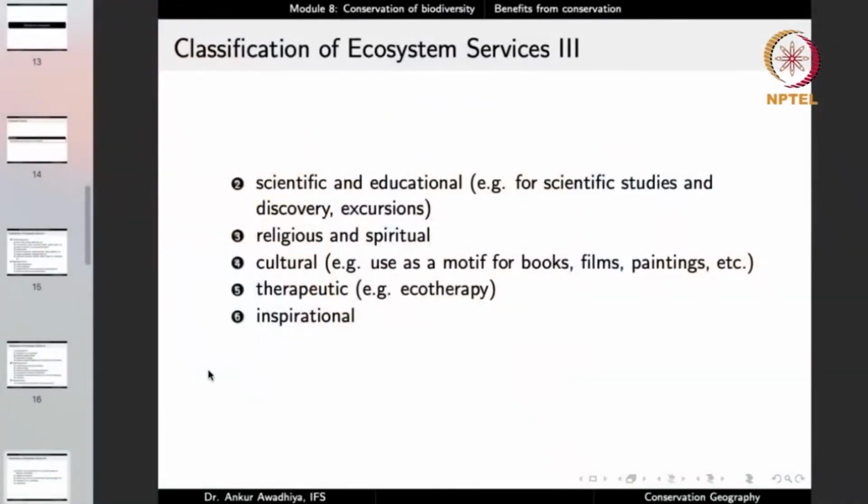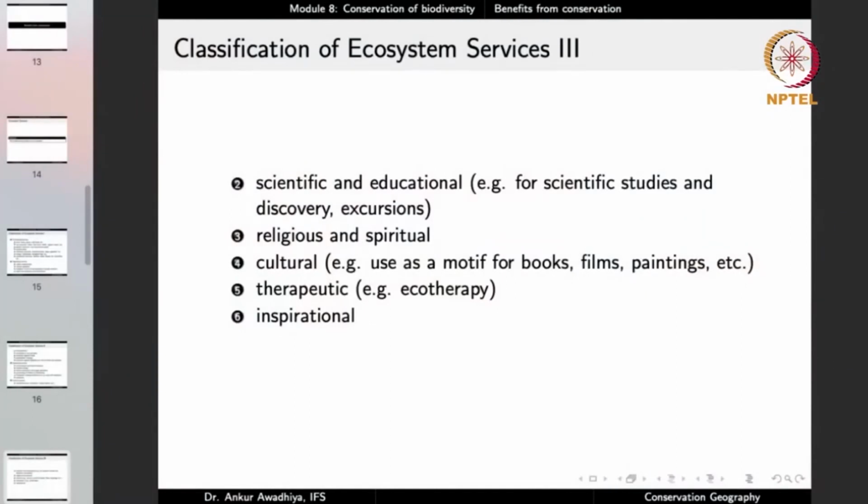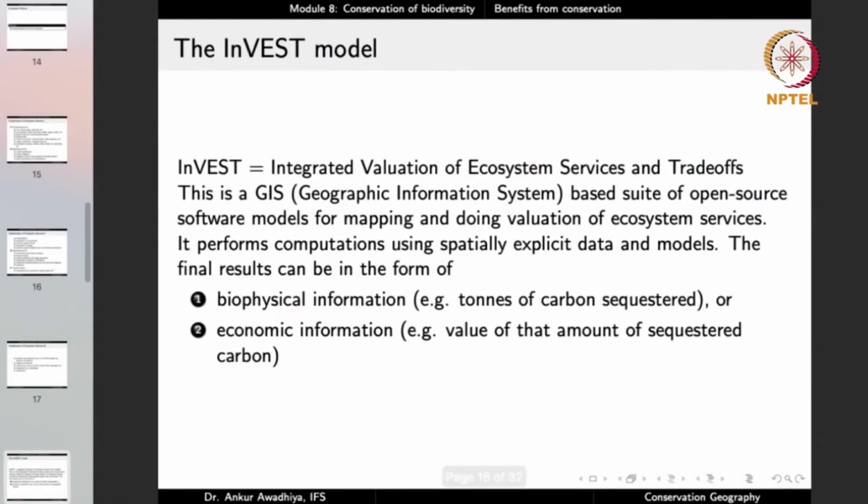Then they also provide a lot of inspiration. Inspiration to writers, inspiration to poets. And a large number of our books and poems have been written in forest areas, taking inspiration from forest areas. So there are n number of ecosystem services that well-functioning ecosystems provide. If we did not have lush green forests, if all the areas were just barren lands, probably we would not be having a large number of books or many poems or many films. So there are several ecosystem services that are being provided by the forest.